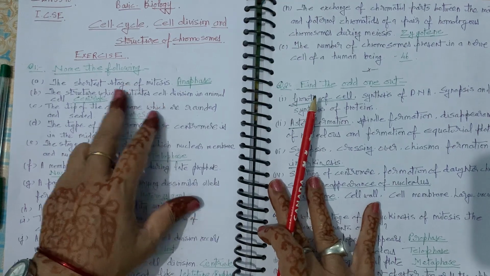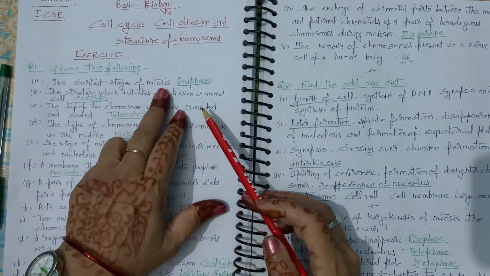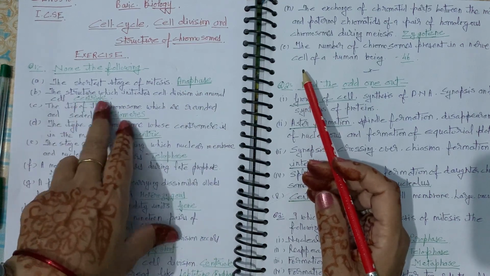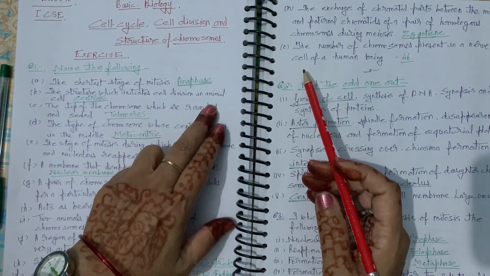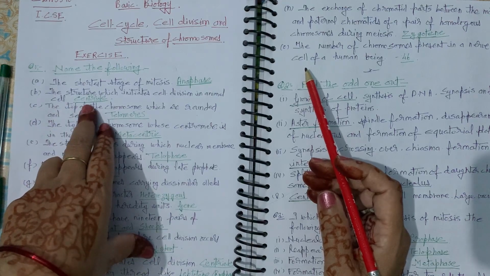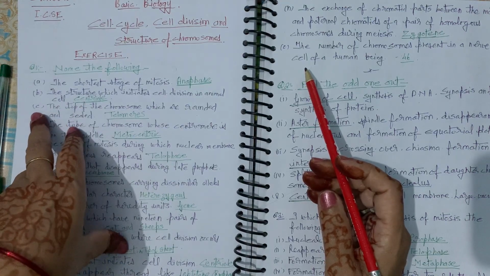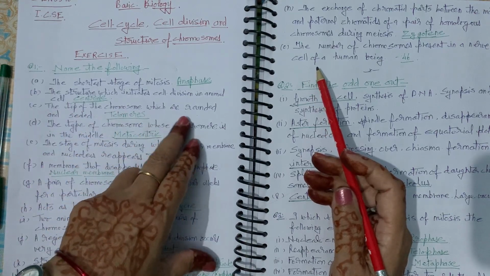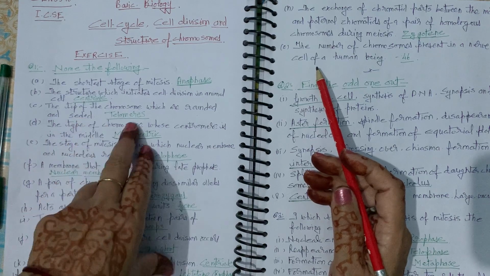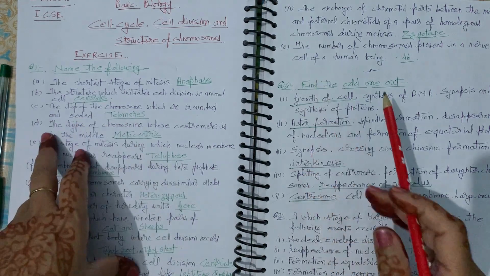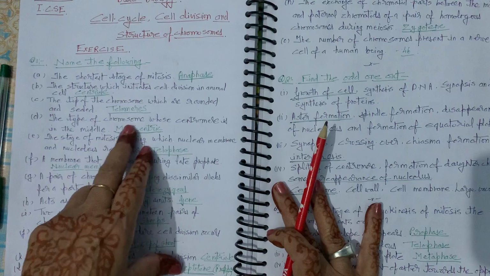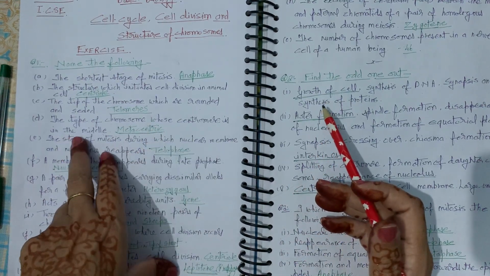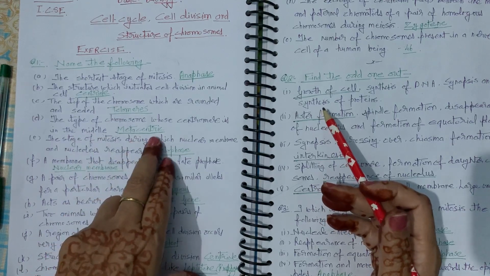Name the following. First, the shortest stage of mitosis is anaphase. Second, the structure which initiates cell division in animal cell, it is centriole. Third, the tip of the chromosome which are rounded and sealed, it is telomeres. Next, the type of chromosome whose centromere is in the middle, metacentric.